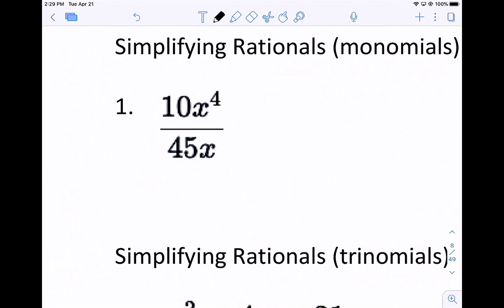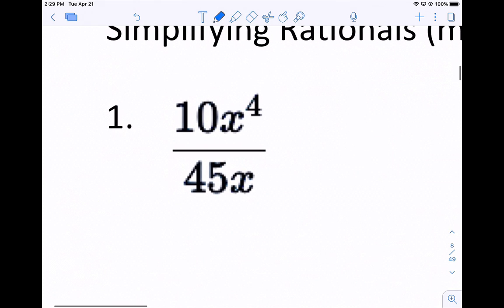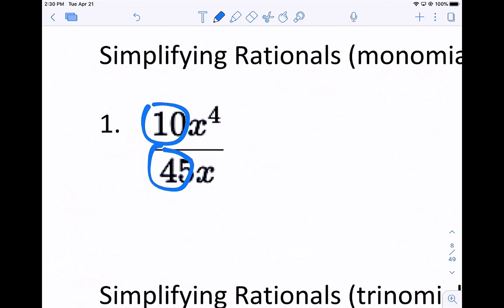So review. We'll start with the coefficients, the numbers in front of the x's. We have 10 and 45, and you want to reduce the fraction. Think, what's the biggest number you can divide 10 and 45 by? It ends up being 5. 10 divided by 5 is 2, and 45 divided by 5 is 9. So first step, simplify the coefficients.